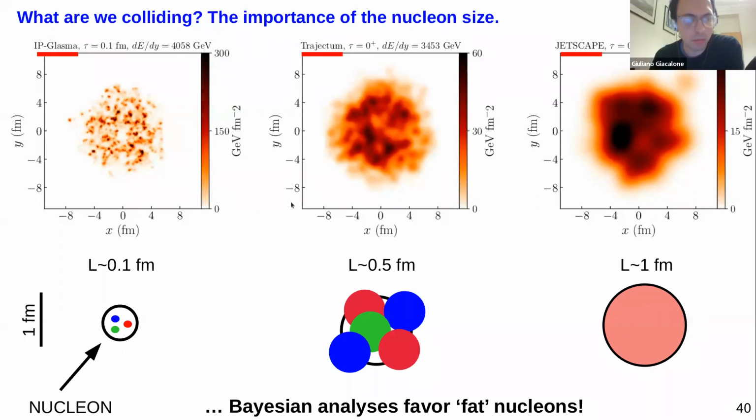But when you finally calculate and map into this v2 versus pT correlation, for example, or v3, you really have to go through the hydro in order to map your initial condition to the final observable.